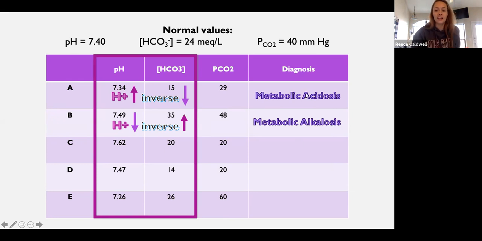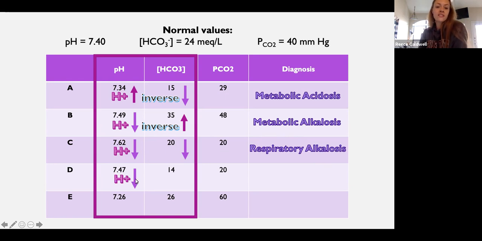All right, and we know it's acidosis for the first one, because we have that increase in hydrogen ions, that decreased pH, and we know it's alkalosis for B, because we have an increased pH, so it's more basic. All right, so C, we have a decrease in hydrogen ions, so it's more basic. You see the pH has increased, and we have a decreased concentration of bicarb. So these two go together, they're not inverse. So that tells us it's a respiratory disorder. And if we have a decrease in hydrogen ions or an increase in pH, that means it's alkalosis.